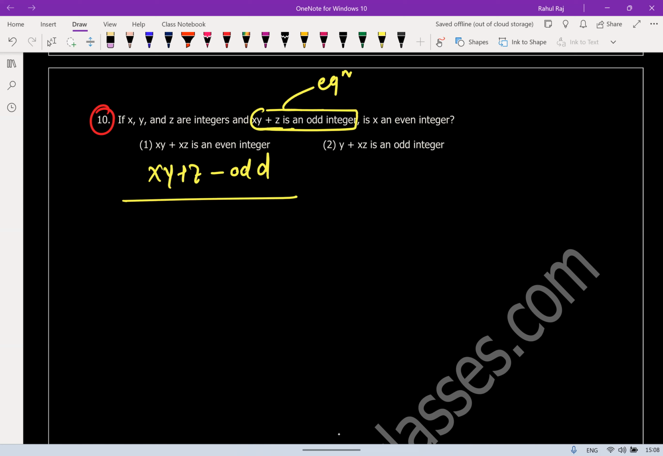So what I'm trying to do here is that I'm using this information with statement number 1. Both the informations are in terms of equation. So what do you mean by use both equations? Use both equations means solve those two equations. It's as simple as it is.